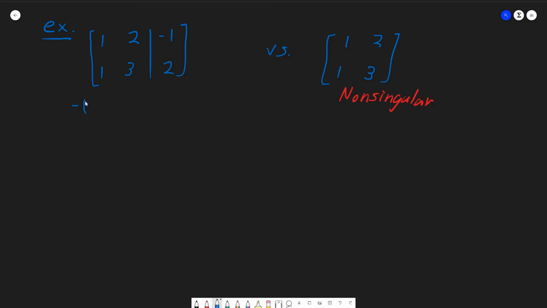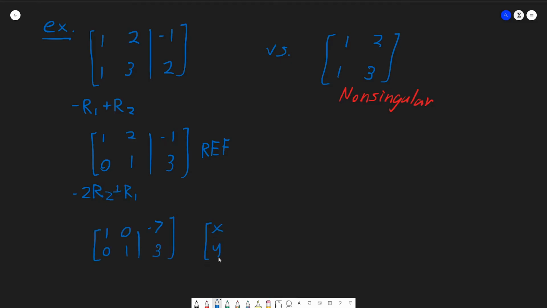I'm going to start by taking negative row 1 plus row 2, and this is row echelon form. Now we're going to take negative 2 of row 2 and add that to row 1. And here we have the values. Here's the solution set. x, y is equal to just the set of one vector, so we did have a unique solution. Negative 7, 3, explicitly the values for x and y. x is equal to negative 7, y is equal to 3.